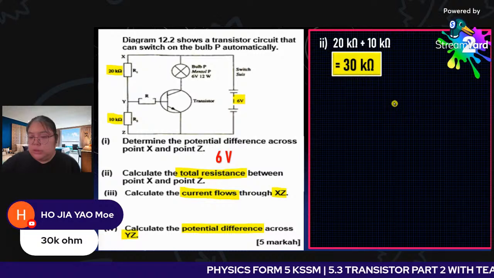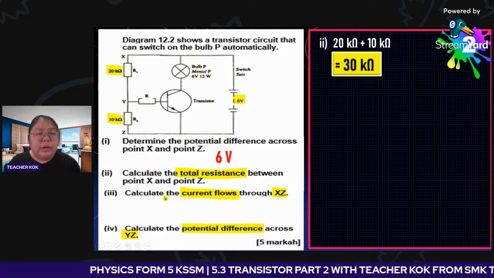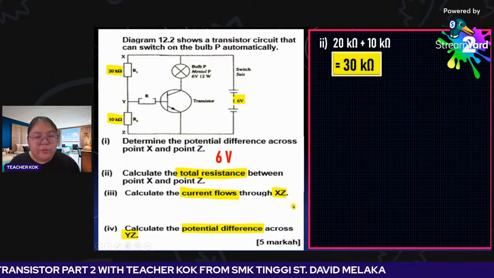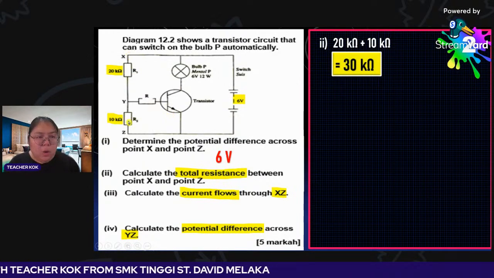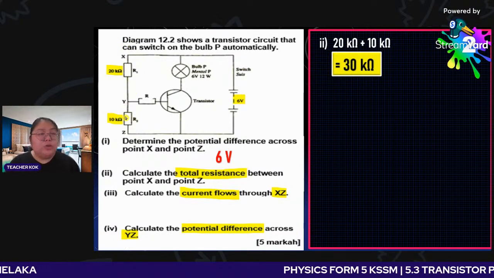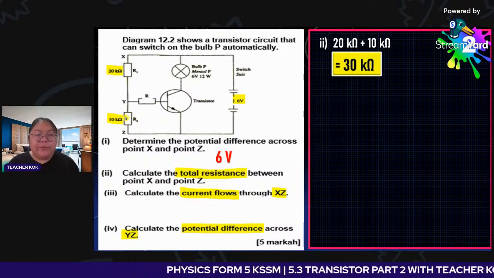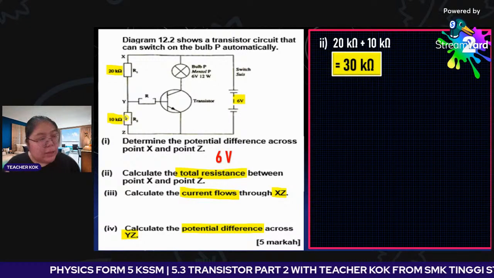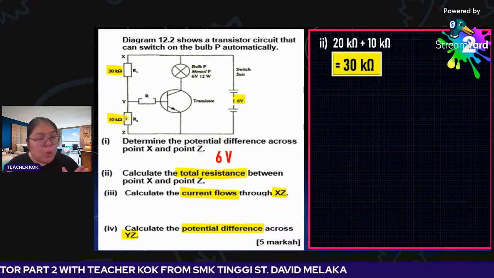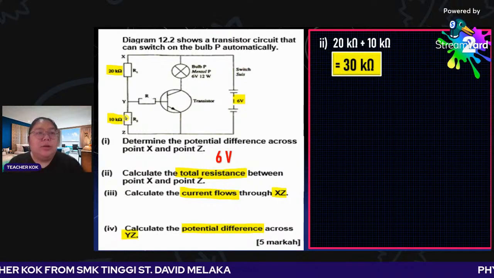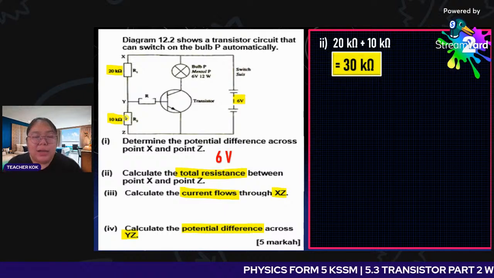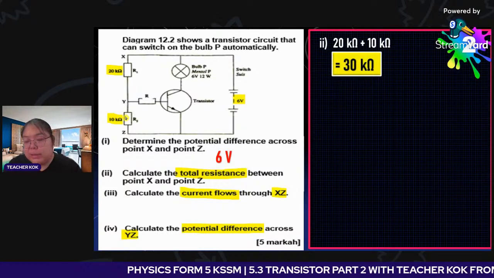Okay, then we continue to the next part. Calculate the current flow XZ. Current flow XZ, the whole current. I give you a tip: just now you know the whole voltage, then you find the whole resistance. Then can you find the whole current or not? So this is a tip on how to find the whole current. We're using the simple formula, V equals IR. Then you can find the whole current.